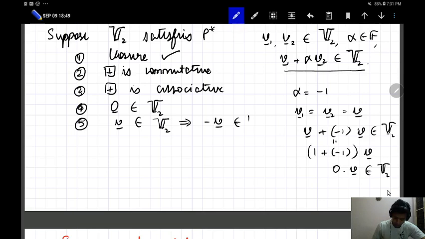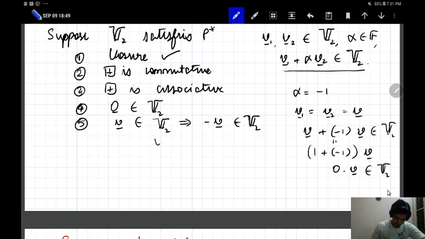-v is in V2, and for this we can again take v1 to be equal to the 0 vector, v2 to be equal to v, and alpha to be equal to -1. So -1 times v is in the set capital V2.